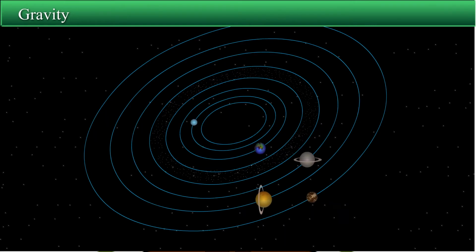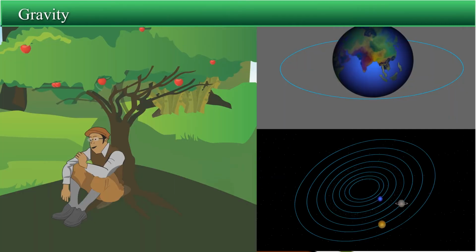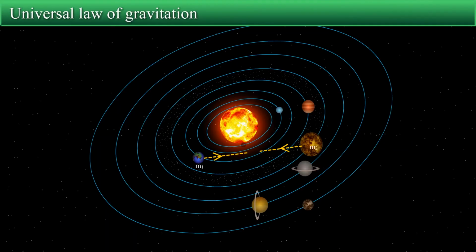Dad, is this force also responsible for the movement of planets around the Sun? Yes, there exists a force between the Sun and the planets, same as the force between an apple and Earth, or Earth and the Moon. This force of attraction between objects is called gravitational force. About universal law of gravitation.